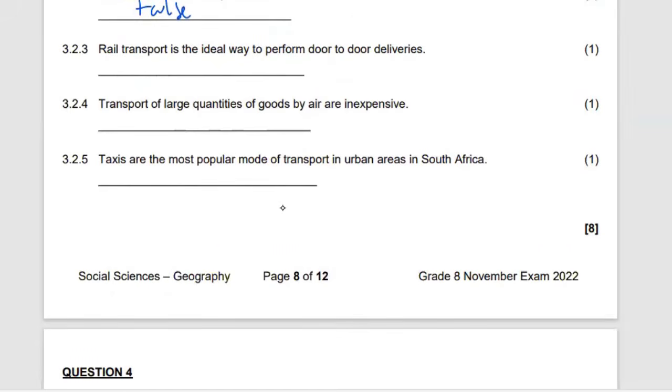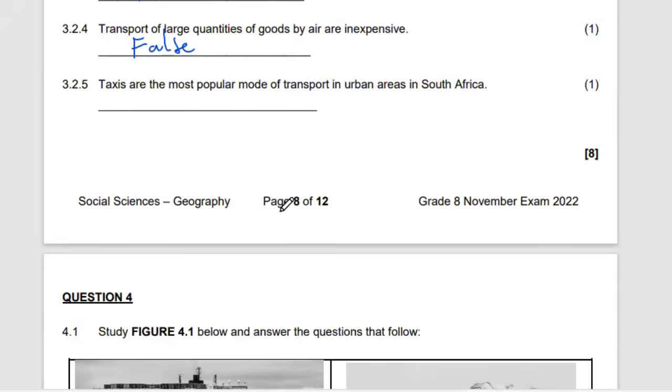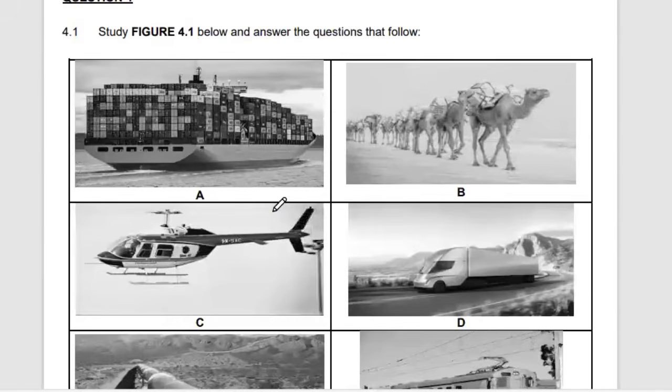Rail transport is the ideal way to perform door-to-door deliveries. Can we do door-to-door using a train? That is not possible. Transport of large quantities of goods by air are inexpensive. We understand that air transport is expensive. That is why the majority of us cannot afford to use it. Then taxis are the most popular mode of transport in urban areas in South Africa. That is very true. Right. So that is question number 3.2.5. We move on to question 4.